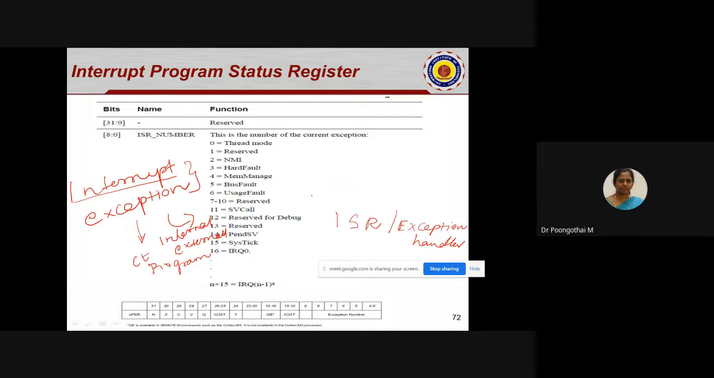So hardware interrupts are referred to as interrupts, and software related interrupts are called exceptions.